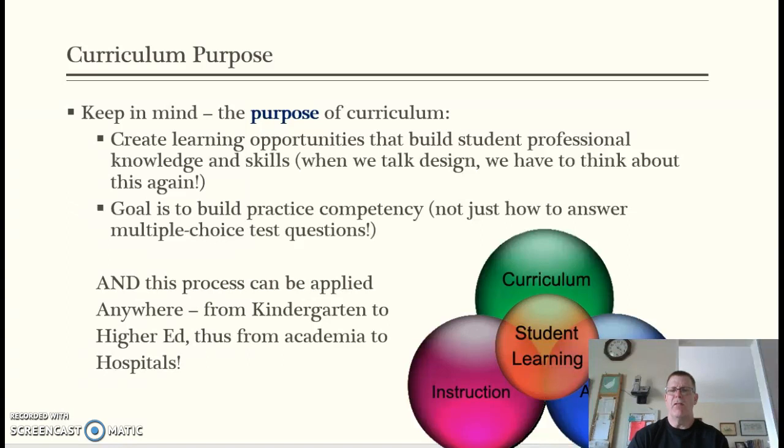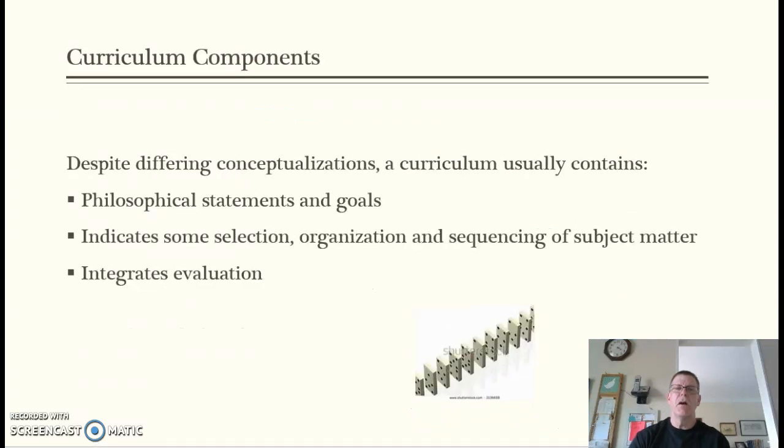And that's true, obviously even more germane, for institutional settings, healthcare systems that are having orientations for new nurses or any kind of trainings for novice nurses or for experienced nurses who are changing units or are being exposed to new types of skill sets. So look, this is a process that is germane to education in general. It can be applied anywhere from kindergarten to higher ed, from academia to hospitals, as I stated here in the slide. So in all this, the components are critical.